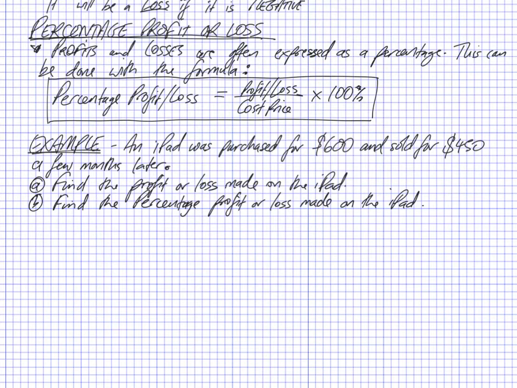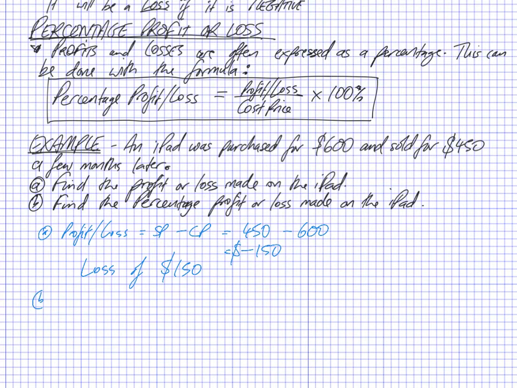So using that formula, profit or loss is going to be the selling price minus the cost price. The selling price was $450. And the cost price, I bought it for $600. So I have a smaller number minus a bigger number. It's going to be negative. It's going to be negative $150, which means I made a loss of $150.